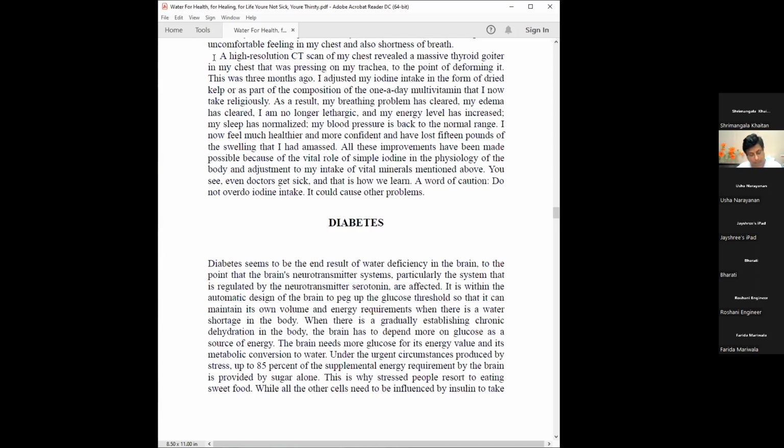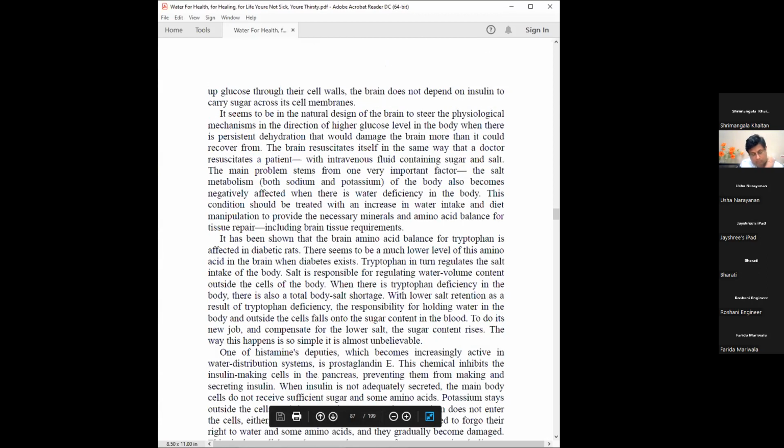Under the urgent circumstances produced by the stress, up to 85% of the supplemental energy requirement by the brain is provided by sugar alone. This is why stressed people resort to eating sweet food. While all the other cells need to be influenced by insulin to take up glucose through their cell walls, the brain does not depend on insulin to carry sugar across its cell membranes. So the brain can actually use sugar to hydrate itself. But again, that's not the way that we need to do things, right? So the better way is to hydrate ourselves.